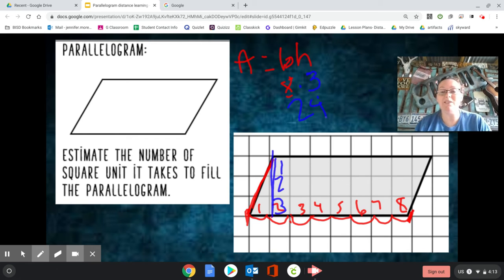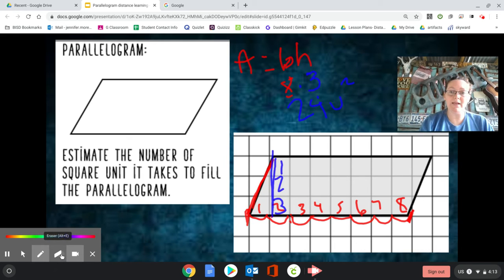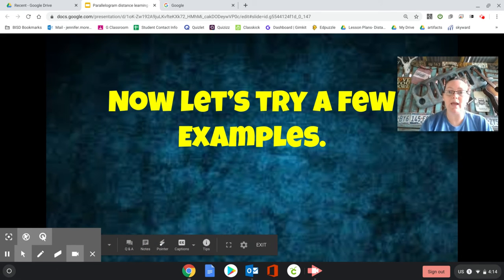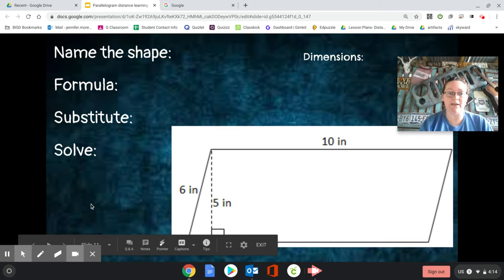And that's pretty great because we thought it would be about 21 or a little bit more. So base times height is 24. It'd be units squared. Okay? All right, so great job with that one. You are going to get to practice some now and practice using these rules. Okay, so you're going to try a few examples here.